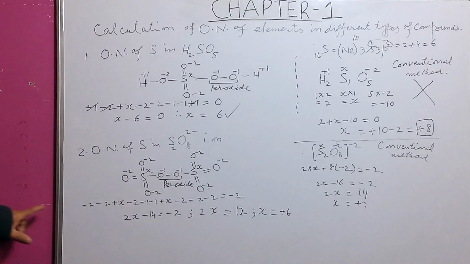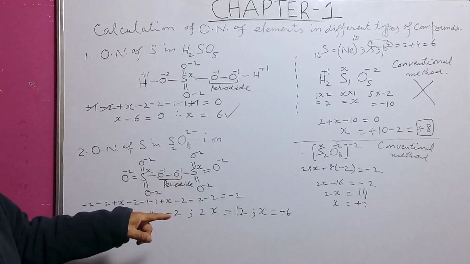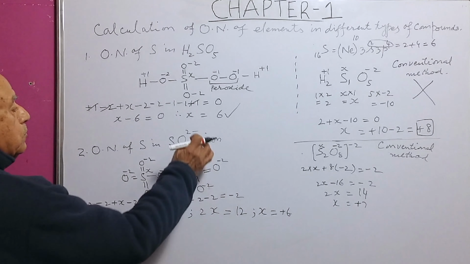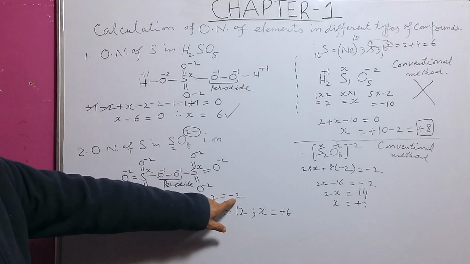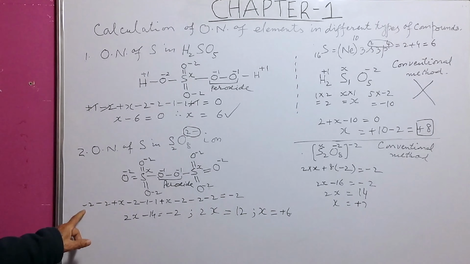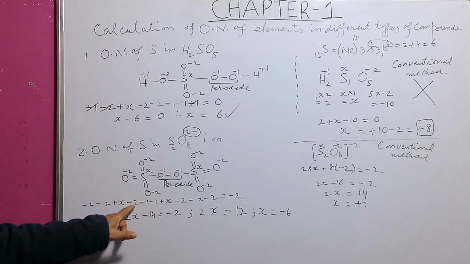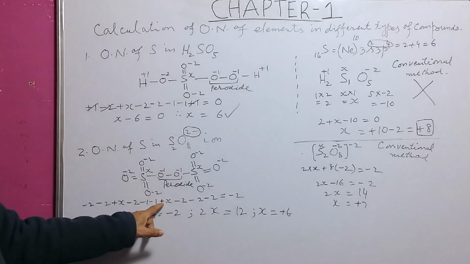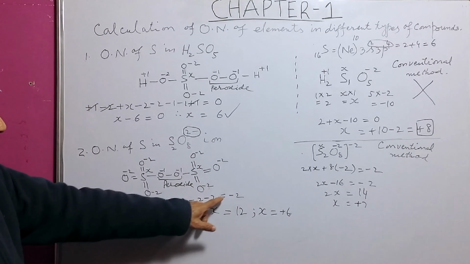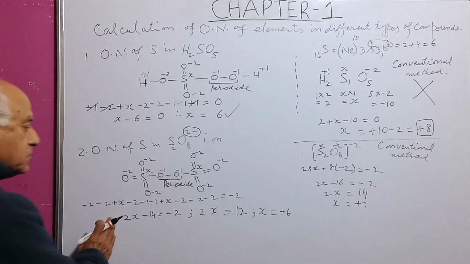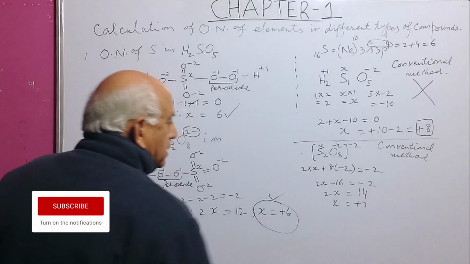Add all the oxidation numbers of this compound and make it equal to minus 2, that is the charge on the ion. This is minus 2 plus X minus 2 minus 1 plus X minus 2 and minus 2 is common. If you just solve this, we get X is equal to 6, which is correct.